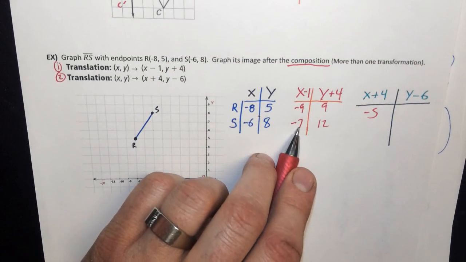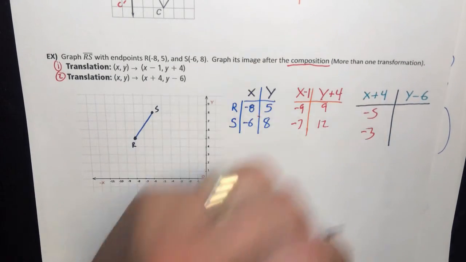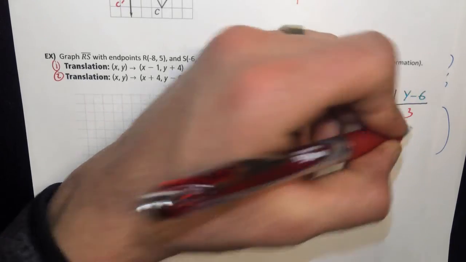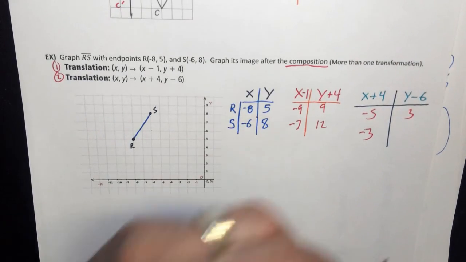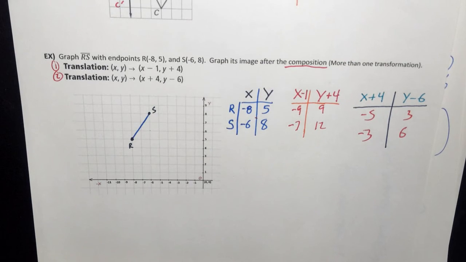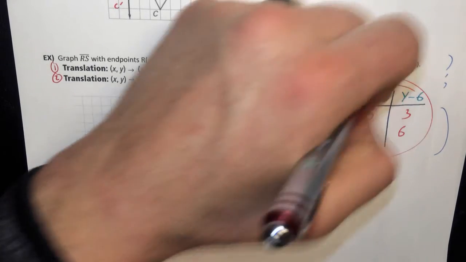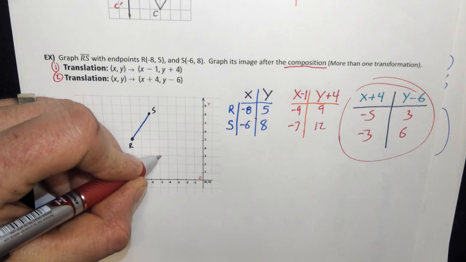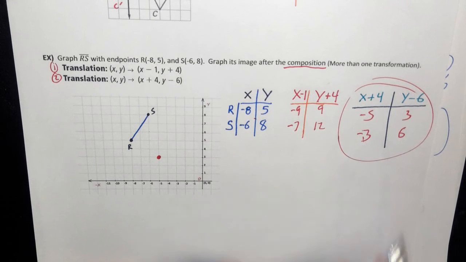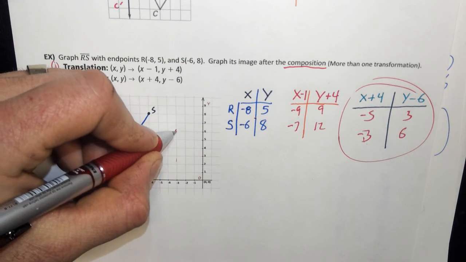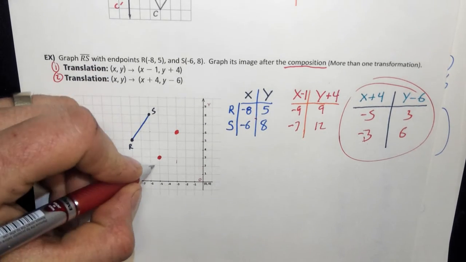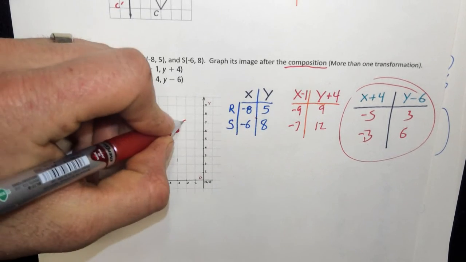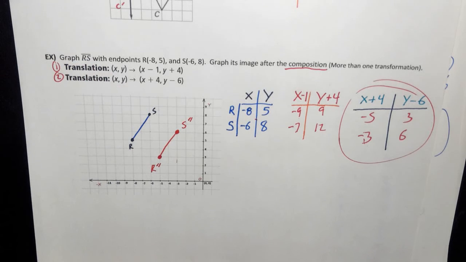And I'm going to take my negative 7 and I'm going to add 4 to that as well. I'm going to take this positive 9 and I'm going to subtract 6 from it. And I'm going to take this 12 and I'm going to subtract 6 from that as well. Okay, so our final result, the final location, is going to be based off of these points right here. And that is going to be located at negative 5, comma 3. And it's going to be located at negative 3, comma 6. This point right here would be R prime prime. It's gone through 2 translations. And this point right here would be S prime prime. It's gone through 2 translations as well.